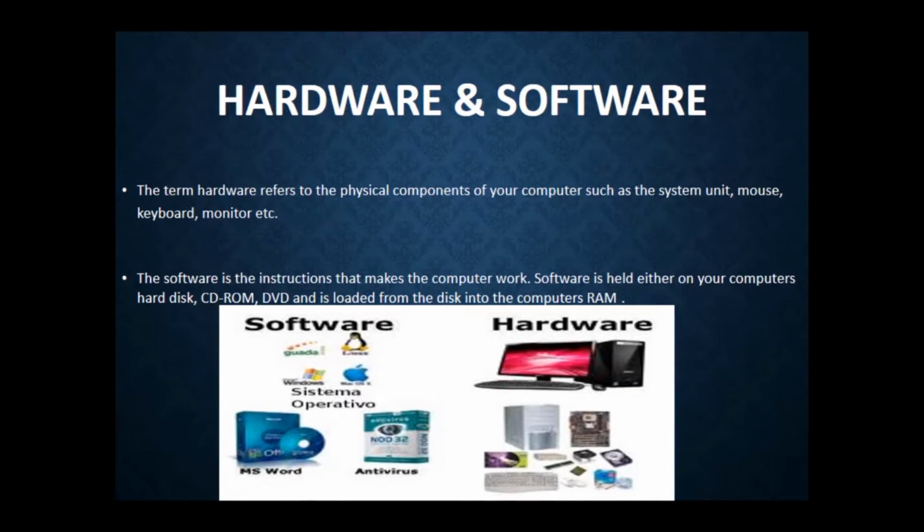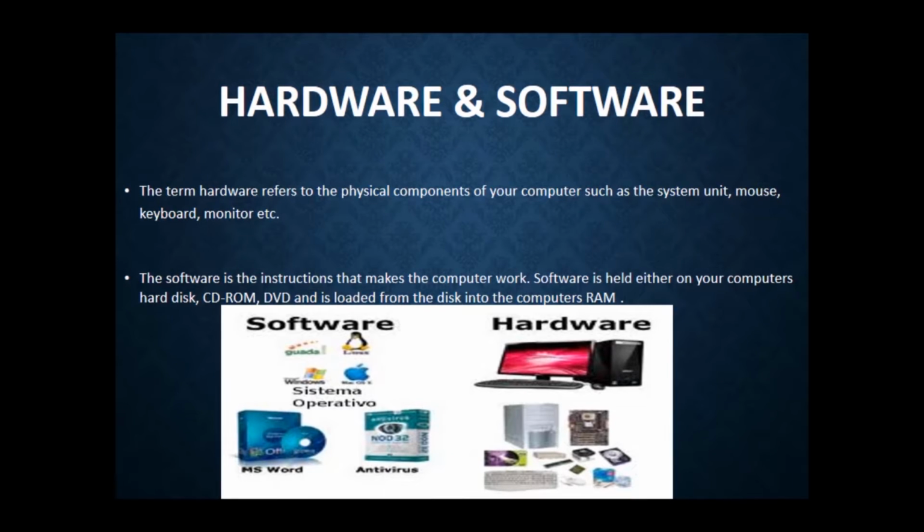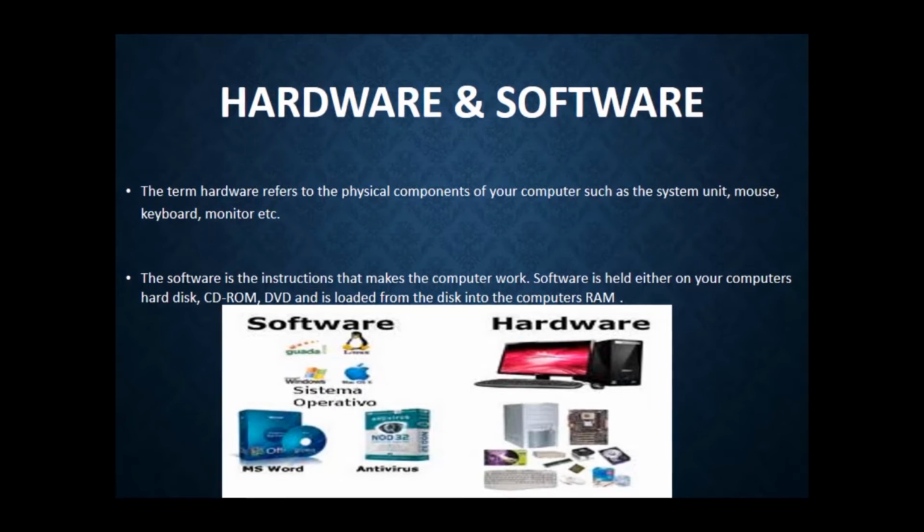Let's look at the hardware and software in a computer. Now, the term hardware refers to the physical components of your computer, such as the system unit, keyboard, monitor. These are the tangible parts of your computer. You can basically touch your mouse, you can touch your keyboard, you can see them.